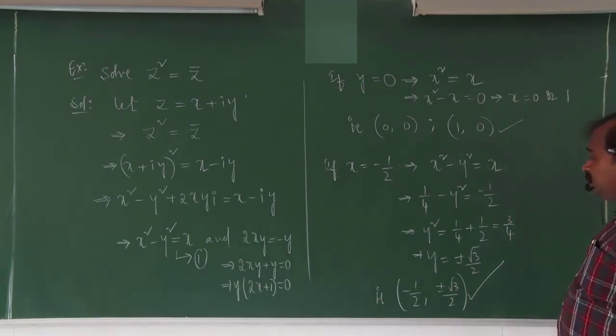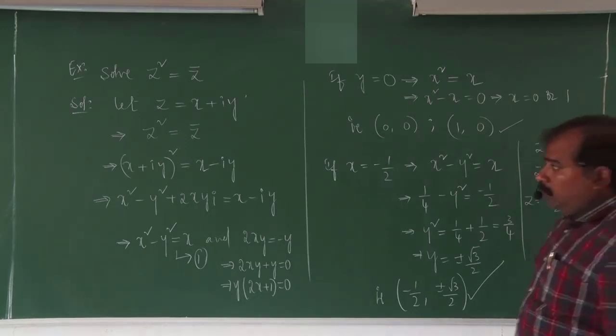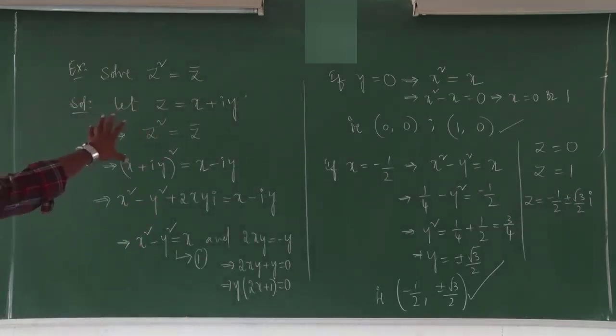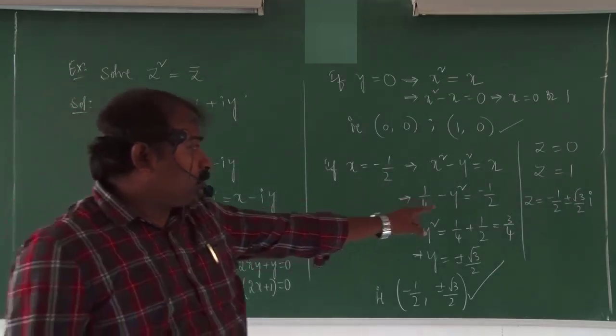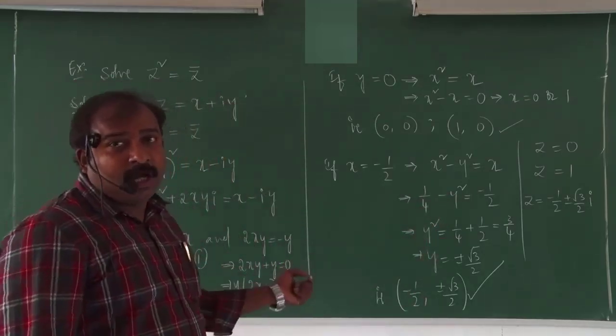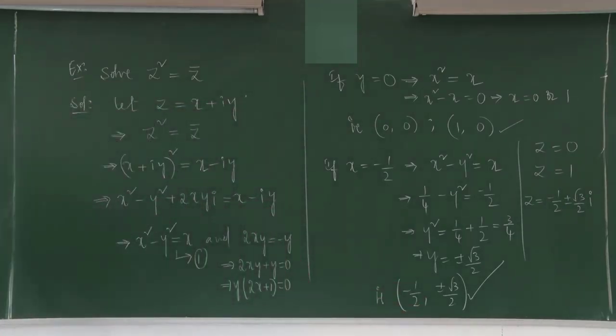So these are the complex numbers. z is equal to 0 is one complex number, z is equal to 1 is one complex number, and z is equal to minus 1 by 2 plus or minus root 3 by 2 into iota. So the complex numbers satisfying the equation z square equals z conjugate are 0, 1, and minus 1 by 2 plus or minus root 3 by 2 i. This is one example based on the complex number equation solving method. Next, one more example I will give.